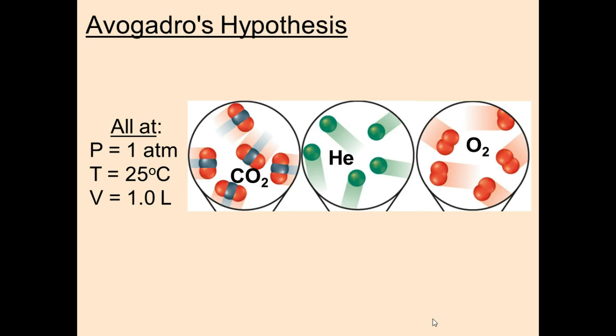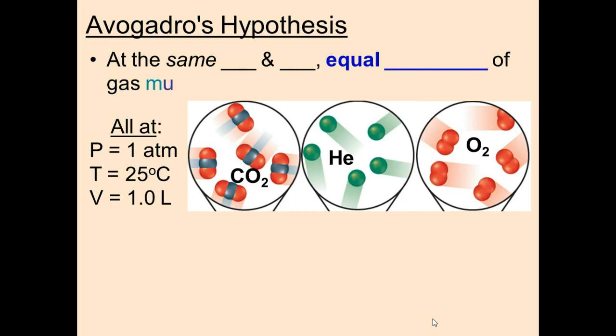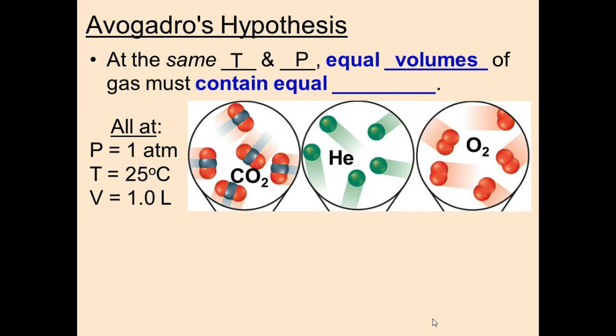Moving on, here is our first scientist we're going to talk about, Avogadro. I'm sure most of you remember him from the unit way back when. Avogadro was a guy who made up what a mole was, and a mole is 6.02 times 10 to the 23rd particles, just FYI. Avogadro's hypothesis stated that at the same temperature and pressure, equal volumes of gas must contain equal moles, or N.